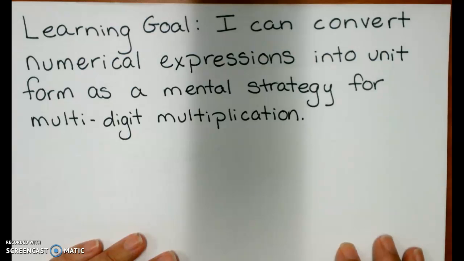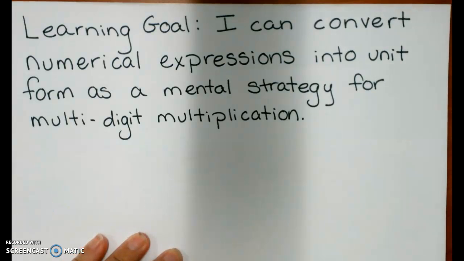Hey everybody! Today's learning goal is I can convert numerical expressions into unit form as a mental strategy for multi-digit multiplication. That's a mouthful. So what we're doing is we're going to look at some numerical expressions, like 52 times 8, and we're going to turn those into unit form so we can use that as a mental strategy to multiply multi-digit numbers.